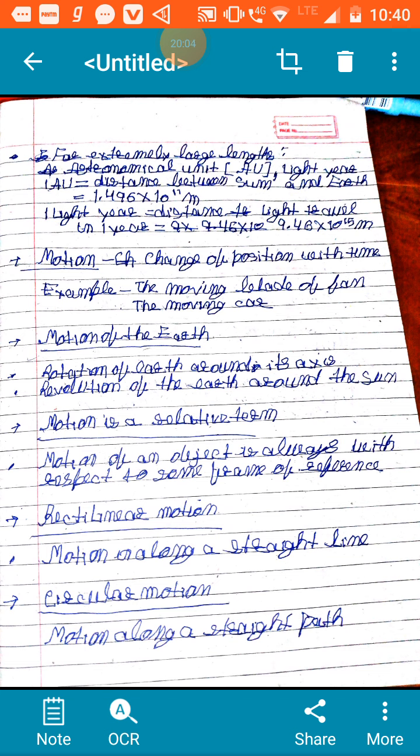1 light year is equal to the distance light travels in a vacuum in 1 year, which is 9.46 into 10 to the power 15 meter.